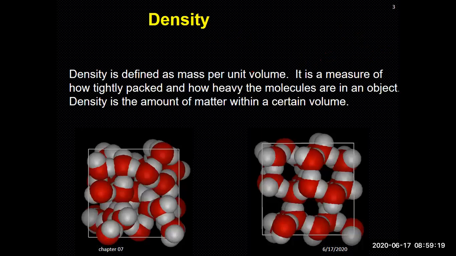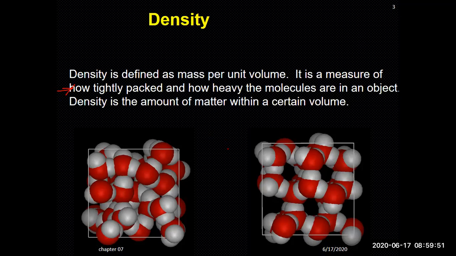So here it is. Density is defined as mass per unit volume. It is a measure of how tightly packed and how heavy the molecules are in an object. This is the main purpose of density: to know how highly packed and heavy the molecules are in an object.